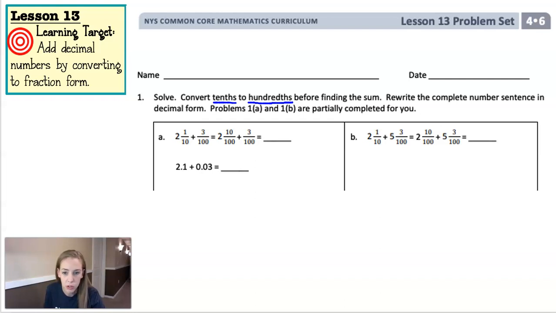Okay, so 2 and 1/10, all they did was switch it right here. Instead of 1/10, they switched it to pennies or hundredths for us already. And then we can just add. We have 2 wholes still, and then we have 10 cents plus 3 cents. Okay, and then they want us to write it in decimal form. So this would be like $2.10 plus 3 cents, or $2.10 plus 3 hundredths. And that would just be $2.13.